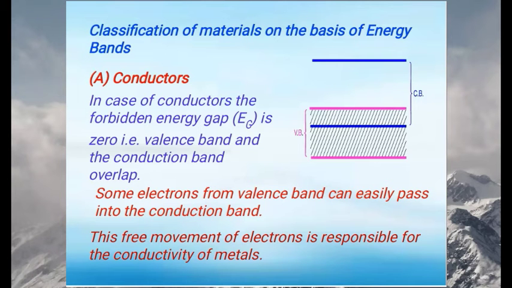Next is classification of materials on the basis of energy bands. The first one is the conductor. In the case of a conductor, the forbidden energy gap is 0. The valence band and conduction band overlap. As shown in the figure, some electrons from the valence band can easily pass into the conduction band. This free movement of electrons is responsible for the conductivity of metals.